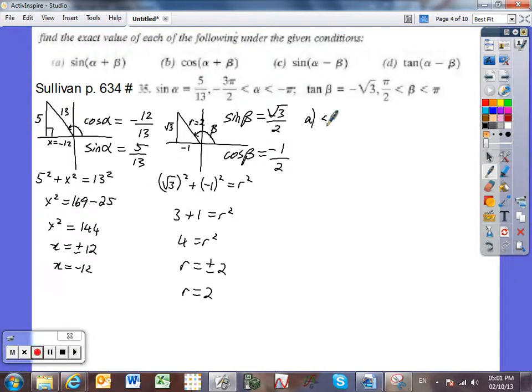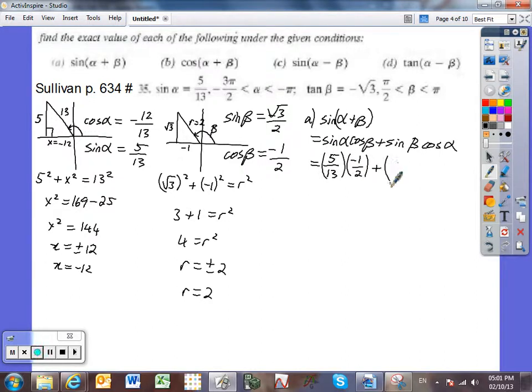So part A, the sine of alpha plus beta, according to our identity, is sine alpha cosine beta plus sine beta cosine alpha. So let's substitute. Sine of alpha is 5 over 13. Cosine of beta is negative 1 over 2. Sine of beta is root 3 over 2. And cosine of alpha is negative 12 over 13. So that gives us negative 5 over 26 minus 12 root 3 over 26. Let's put it all over a common denominator of 26.